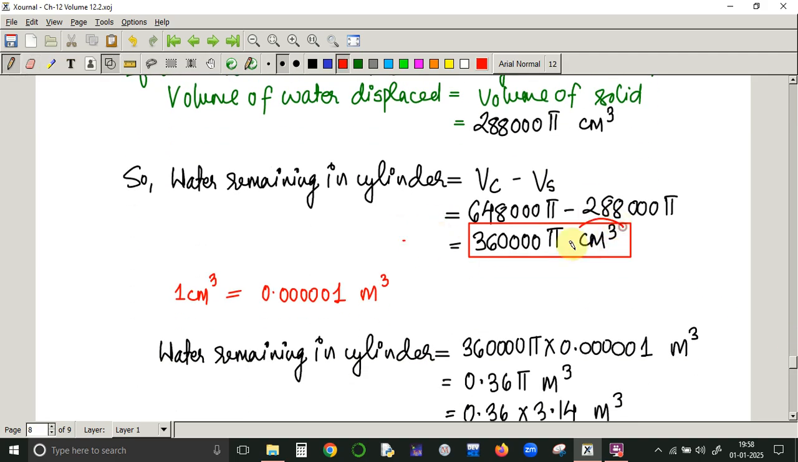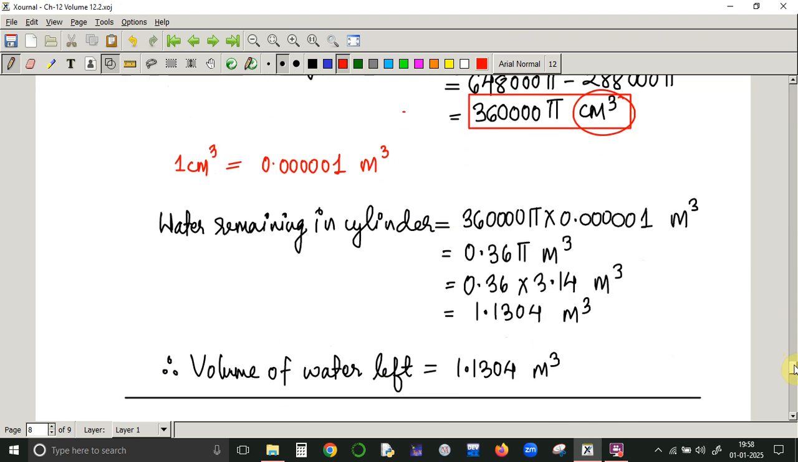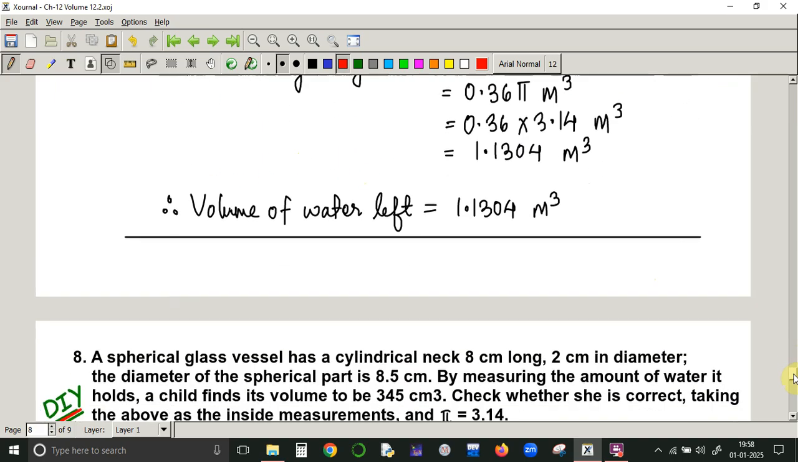Now this answer is in centimeter cube. So what conversion I have done? I have converted it into meter cube. So 1 centimeter cube is 0.000001 meter cube. Water remaining in cylinder is, just multiply it, and everything converts into meter cube. This much water is left.